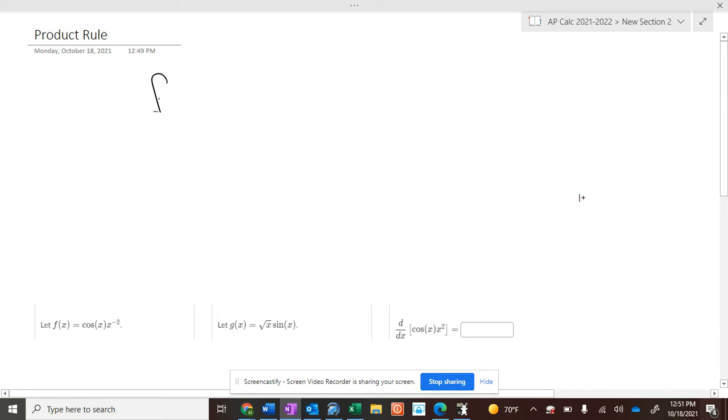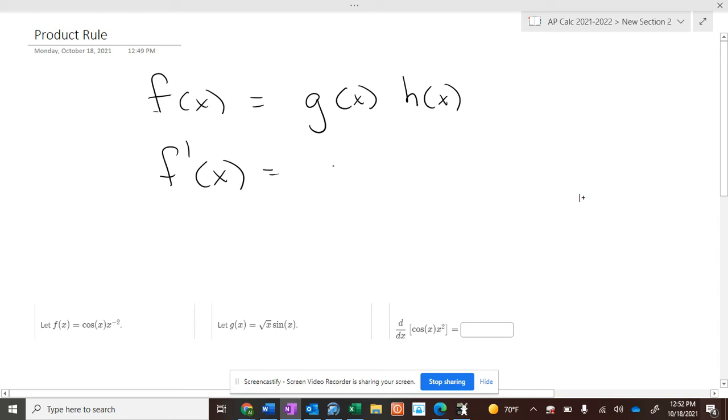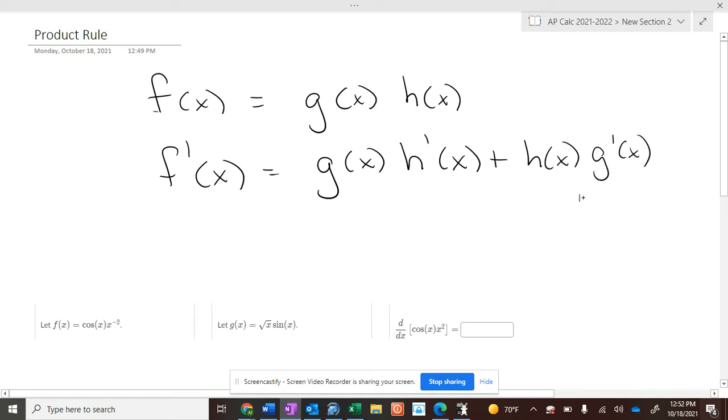If you have a function f of x where you have g of x, one function times another function h of x, okay? To find the first derivative of that function, it's the first times the first derivative of the second plus the second times the first derivative of the first. That is the product rule.